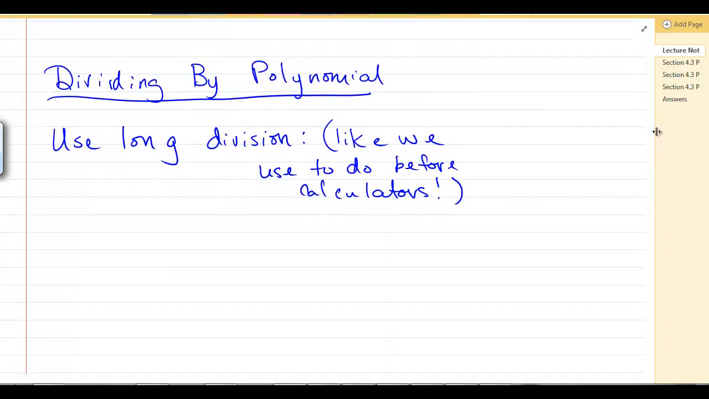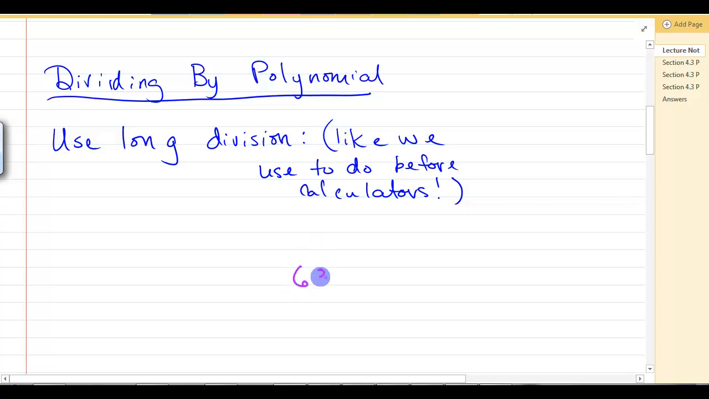Now, when we divide by a polynomial, we're going to use long division. And you learned long division back in grade school. We don't do it too often because we have calculators. We do things on our phones even. So for just a minute, I want to go through a problem of long division and just remind you of the technique that you've always done with that.